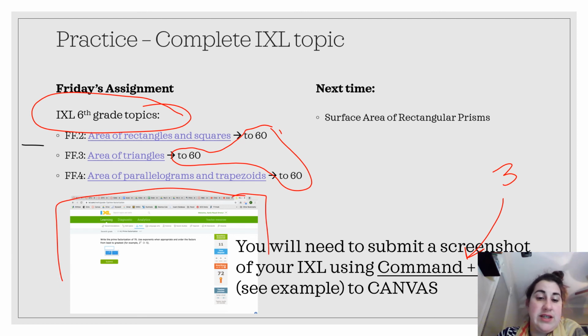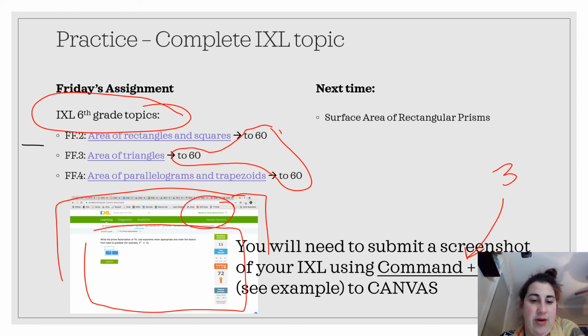A lot of you like to just crop that. Well, I don't know what topic you did. And then some of you like to crop this, but I don't know who you are. So make sure you're including all of that information, okay?